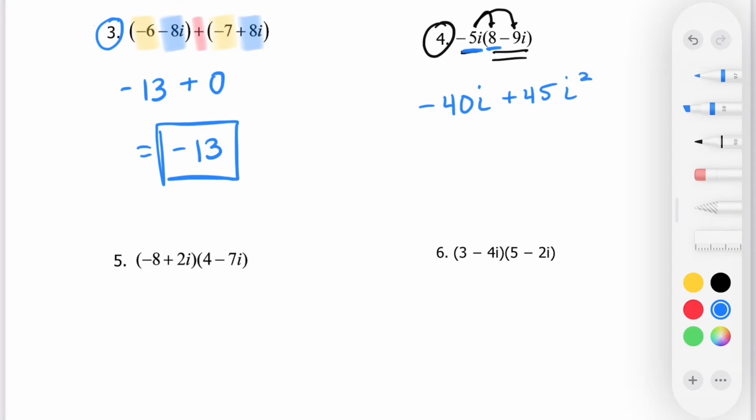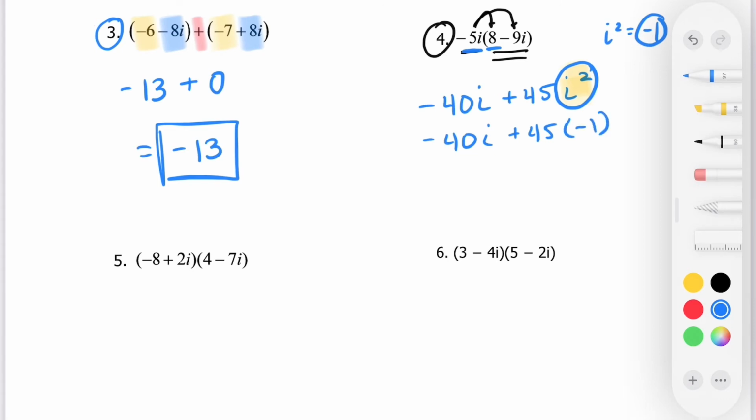And this is where we need to make a replacement. So i squared, remember, as we talked about up on the top, i squared is equal to negative 1. So we're going to replace i squared with negative 1. So it's going to be negative 40i plus 45 times negative 1.